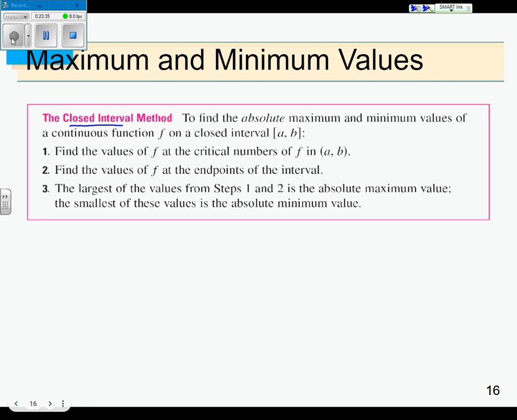So this doesn't help out a lot with local maxes, local mins. Some of these will be local maxes, local mins, but they're going to really help me find absolute maxes and absolute mins.